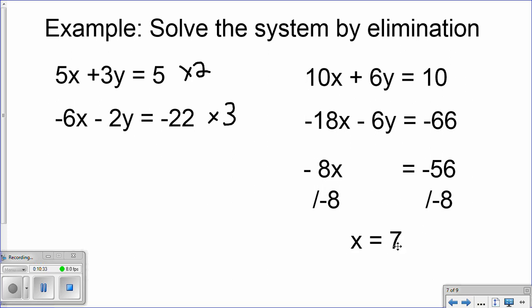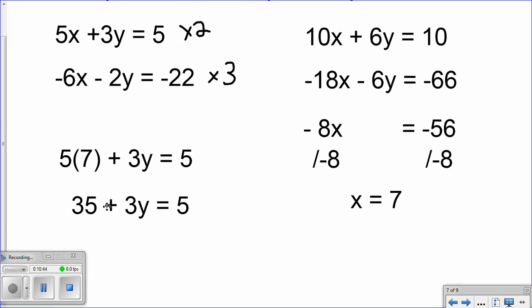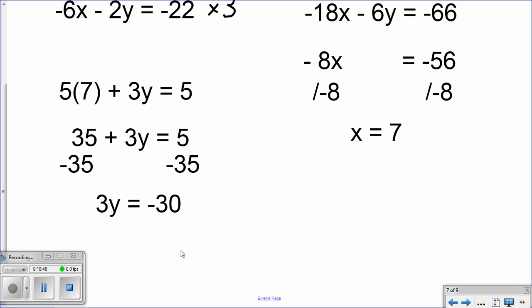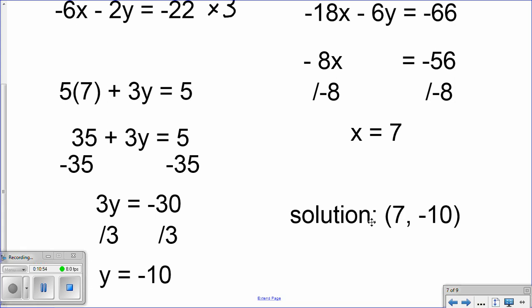Take that value, just like with substitution, I take that and I plug it back into the original. So I'm going to choose this top one and solve for the other variable. So 5 times 7 gives me 35, and then I subtract 35 from both sides. So I get 3y equals negative 30, divide by 3, I end up getting y equals negative 10. So my solution is 7 comma negative 10. Okay?